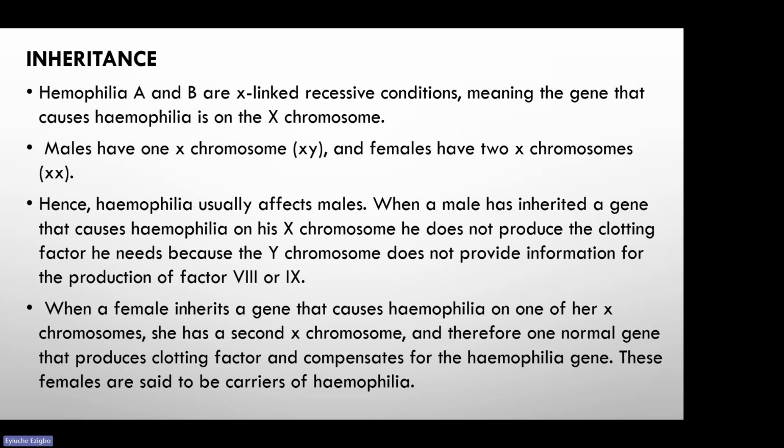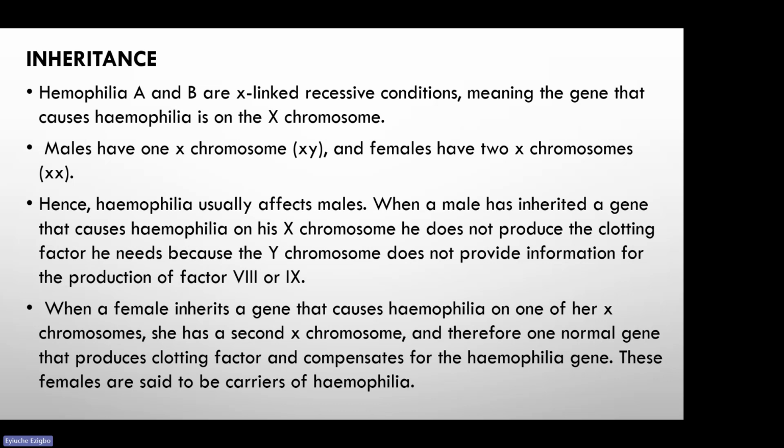So, inheritance of hemophilia. Hemophilia A and B are sex-linked recessive conditions, meaning the gene that causes hemophilia is on the X chromosome. Males have one X and females have two X. Hence, hemophilia usually affects males. When a male has inherited a gene that causes hemophilia on his X chromosome, it does not produce the clotting factor he needs, because the Y chromosome does not produce information for the production of factor 8.